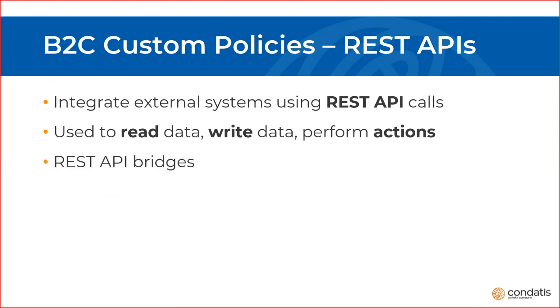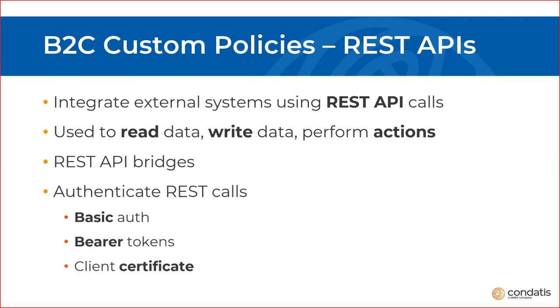APIs are used to bridge external systems to B2C, which adds a lot of power to what can be done with user journeys. To make sure everything's secure, B2C supports providing authentication to those API calls. So that might be basic authentication, which is your old style username and password and a header, or it might be the more modern bearer tokens and client certificates, making sure that all the calls that B2C makes are completely secure with whatever API it's communicating with. So those are some of the common components. How are they actually used?